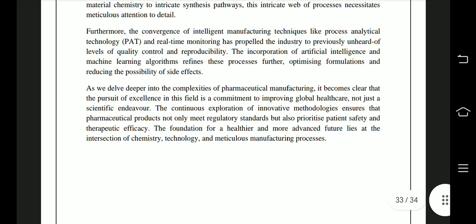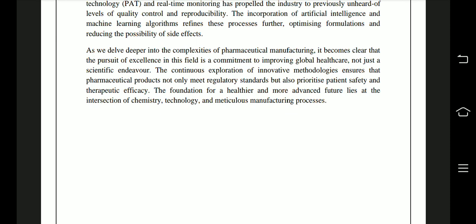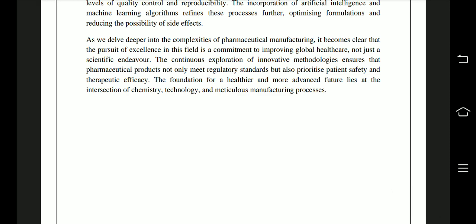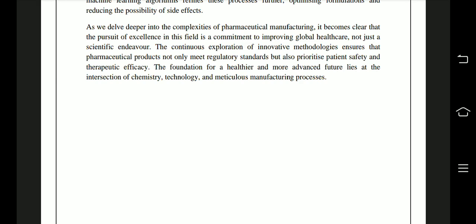reproducibility. The incorporation of artificial intelligence and machine learning algorithms refines these processes further, optimizing formulations and reducing the possibility of side effects. As we delve deeper into the complexity of pharmaceutical manufacturing, it becomes clear that the pursuit of excellence in this field is a commitment to improving global healthcare, not just a scientific endeavor. The continuous exploration of innovative methodologies ensures the pharmaceutical products not only meet regulatory standards but also prioritize patient safety and therapeutic efficacy. The foundation for a healthier and more advanced future lies at the intersection of chemistry, technology, and meticulous manufacturing process.